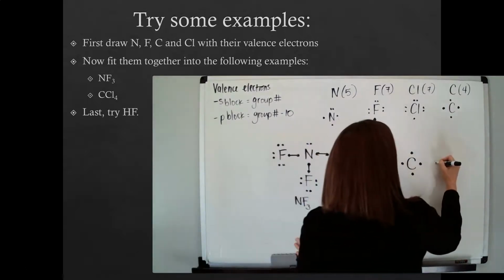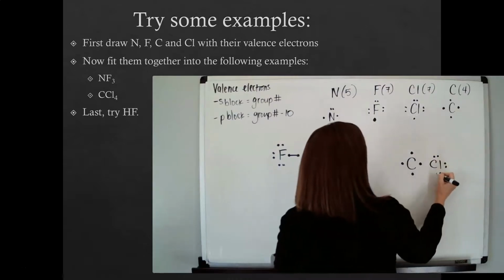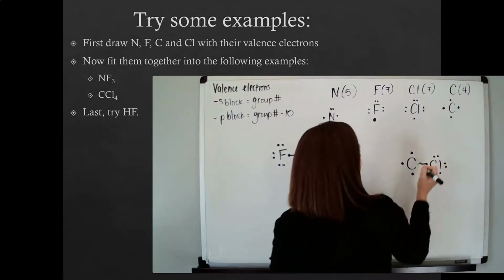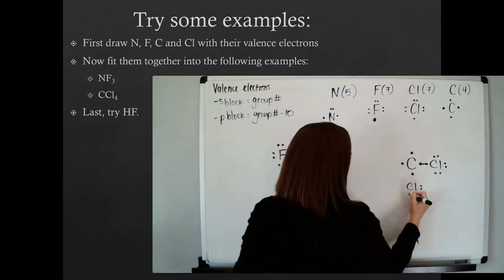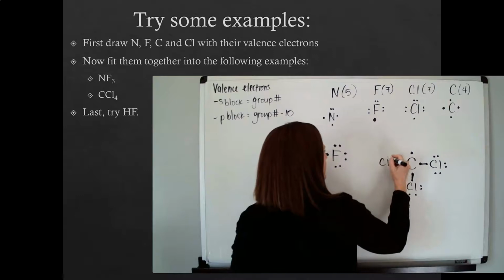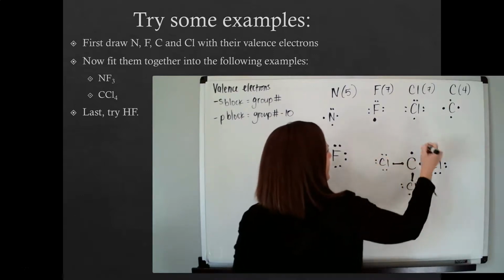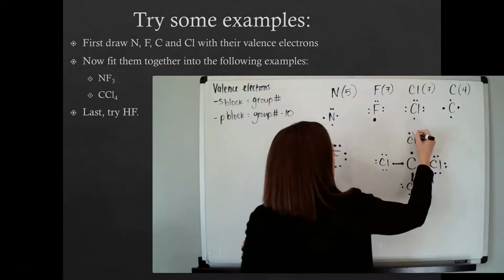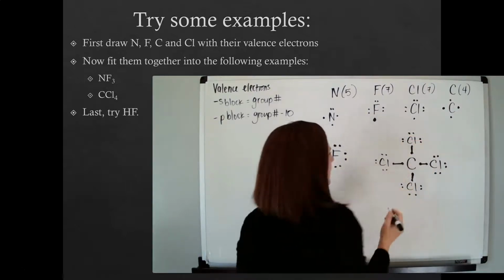So we start over here and we do chlorine, 1, 2, 3, 4, 5, 6, 7, and connect. Then the next chlorine, and the next, the same way, 7 electrons each, and connect. And up here, chlorine, 1, 2, 3, 4, 5, 6, 7, and connect.